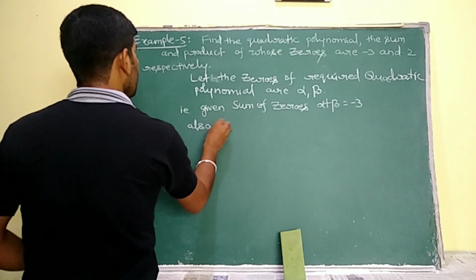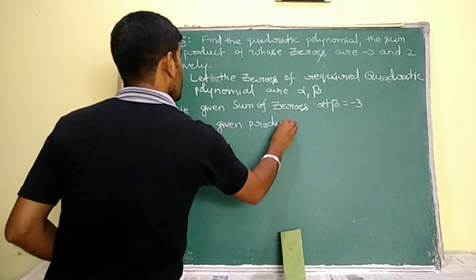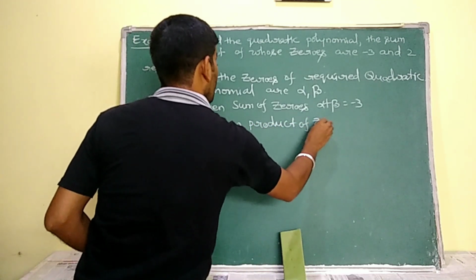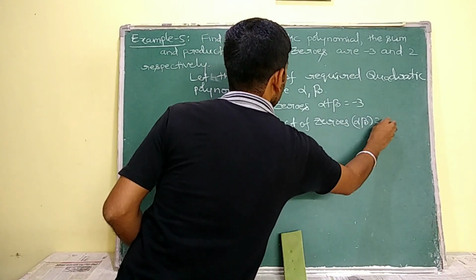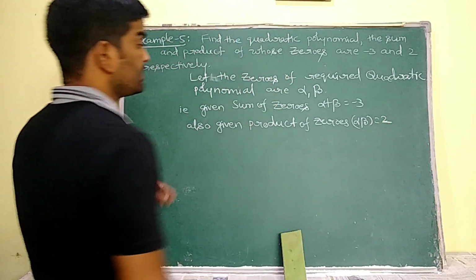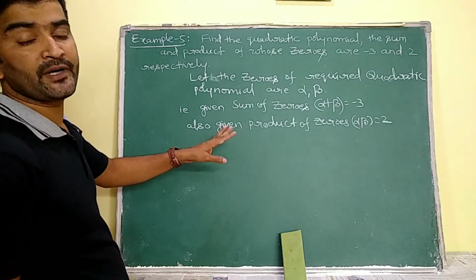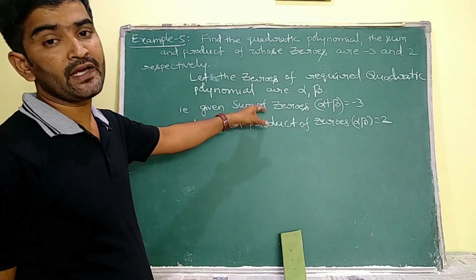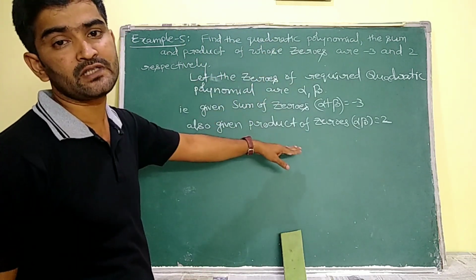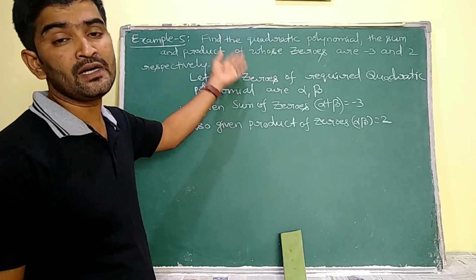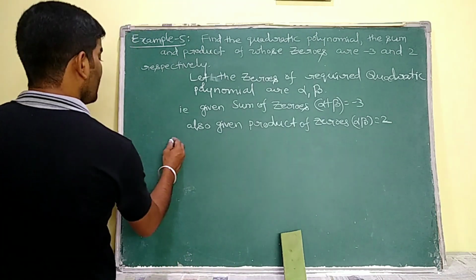Also given product of zeros, alpha into beta is equal to 2. So see, here the given values are alpha plus beta and alpha beta. Firstly we have to identify what are the given things in the question. Here the sum of zeros and product of zeros are given. Sometimes they are going to give you the zeros, that is alpha and beta. Now you have to write the required polynomial.